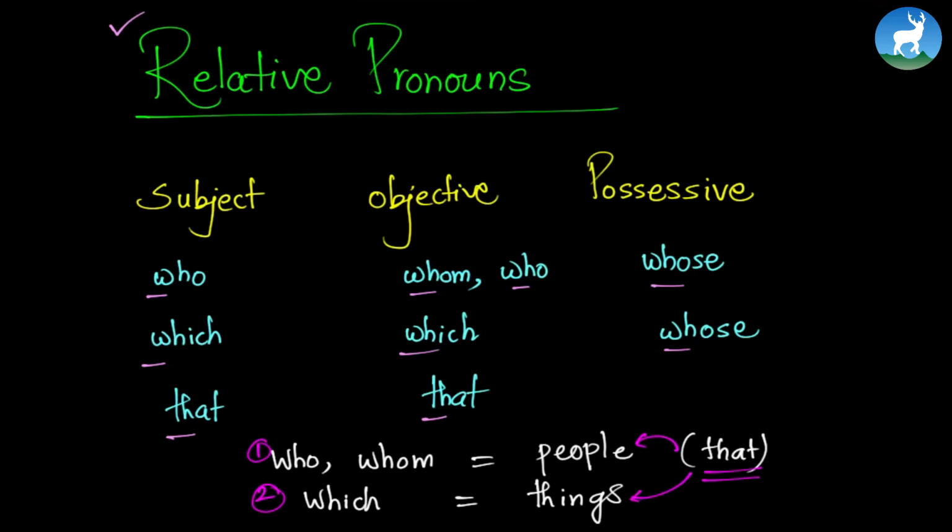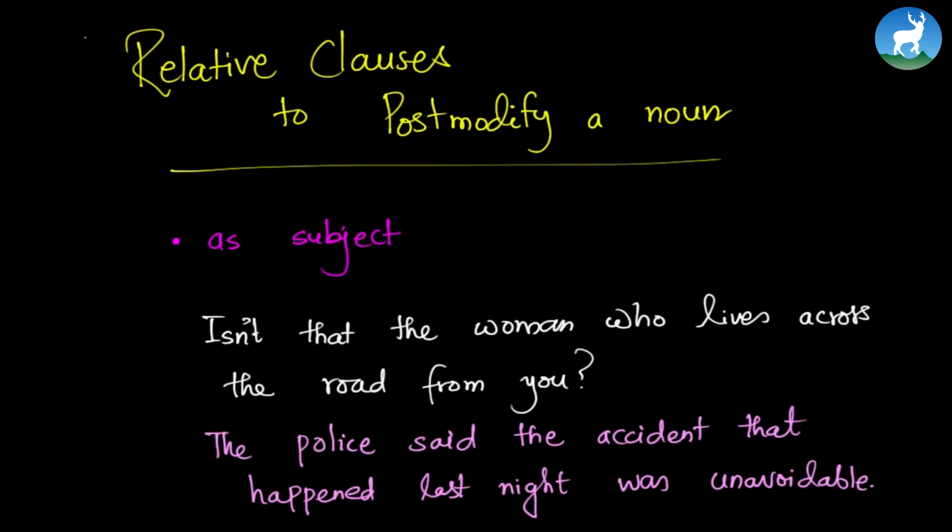Now we will understand how these relative pronouns help us form relative clauses. So let us now study some of the basics of relative clauses. Relative clauses are post modifiers of a noun. Now that sounds complex, but it is not. We will study some examples and find out how relative clauses post modify a noun. It is all about post modifying a noun.